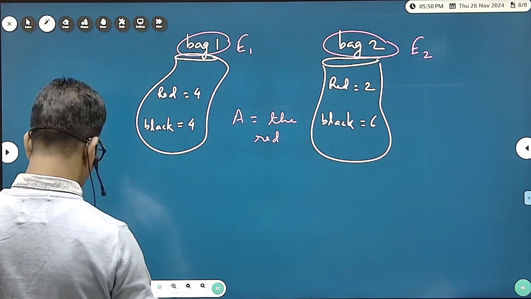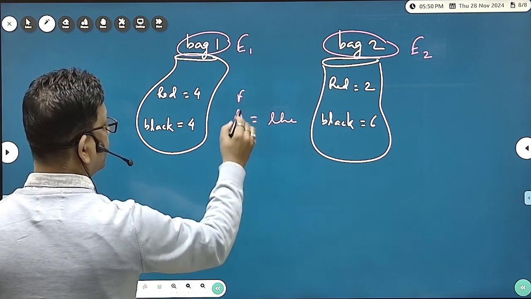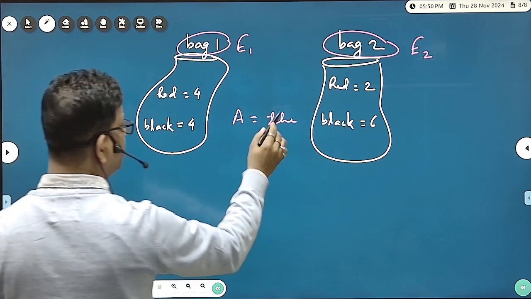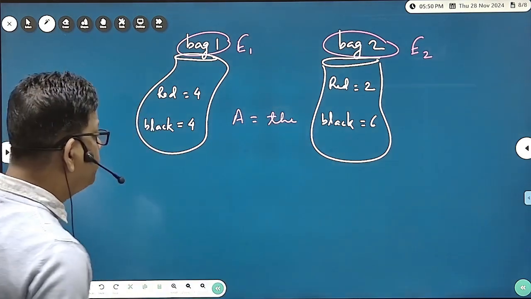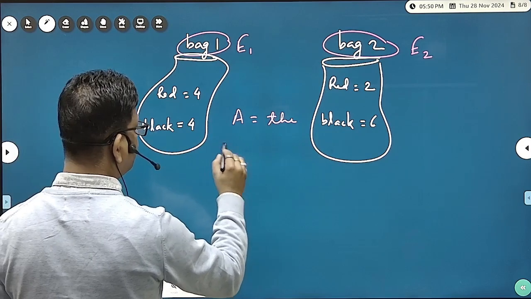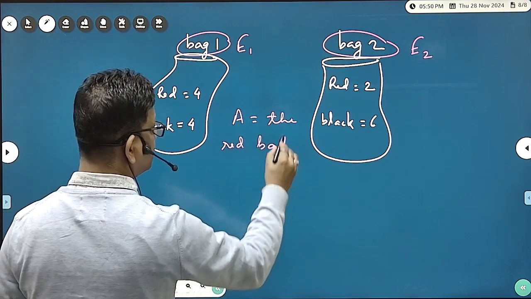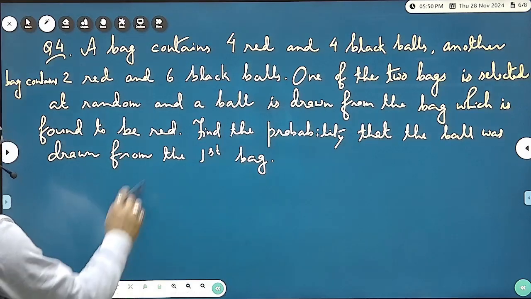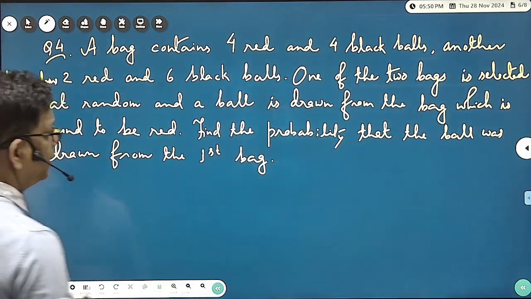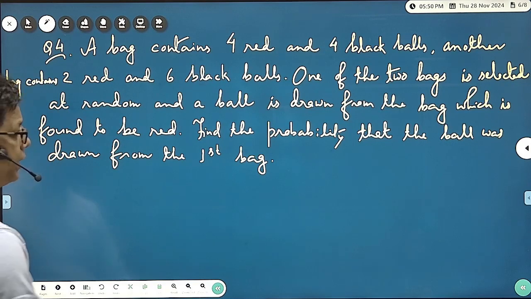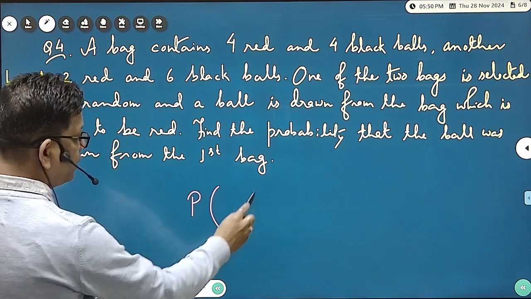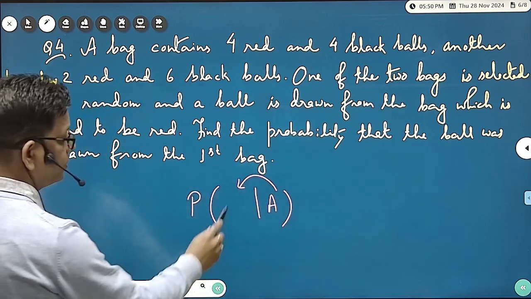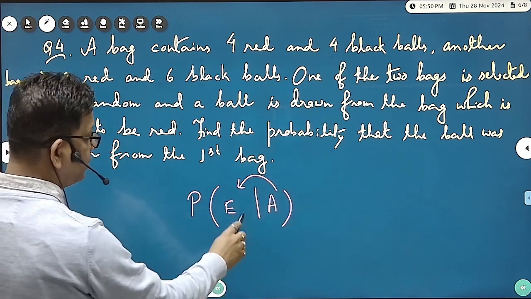So here A is like F, the condition. Actually it is not a condition here, but anyway it is like the condition F. The ball which was drawn was a red ball. Yes or no? Now the question: find the probability that the ball was drawn from the first bag. Find the probability that the red color ball was from which bag? The first bag. This is the question.